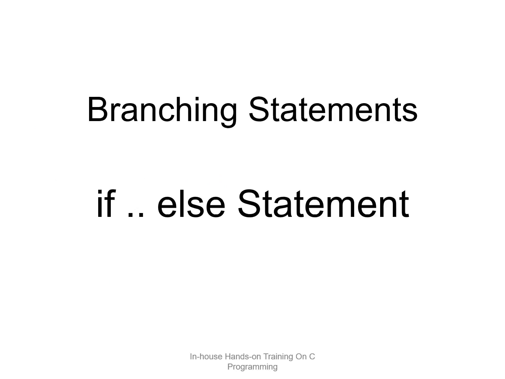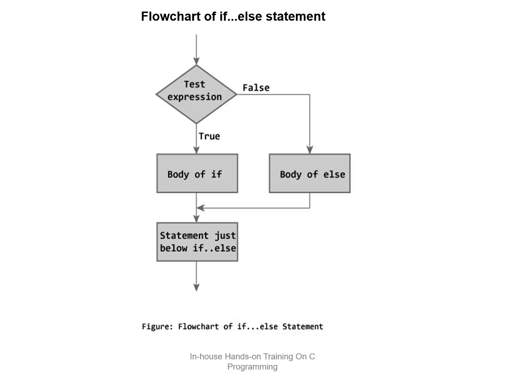Now we will see another branching statement, that is if else. If true side, else false side. Now this is the control flow structure. First we have to test the expression. If the expression is true, then we will execute the body of if and then continue with the statement just below if else. On the other side, if the test expression gives false, then we will go to the other branch and execute the body of else and then continue with the statement just below if and else.